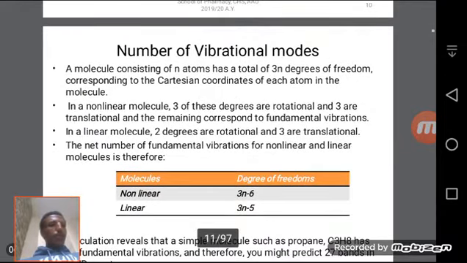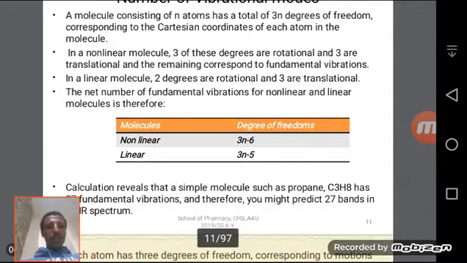A molecule's number of vibrational modes. A molecule consisting of n atoms has a total of 3n degrees of freedom, corresponding to the Cartesian coordinates of each atom in the molecule. In a non-linear molecule, 3 of these degrees are rotational and 3 are translational, and the remaining correspond to fundamental vibration. Our target in IR radiation is fundamental vibration. In a linear molecule, 2 degrees are rotational and 3 are translational.